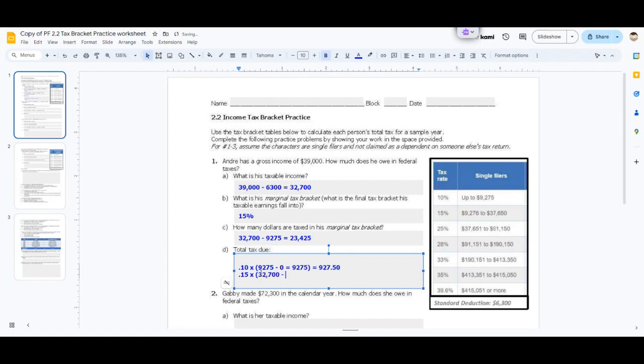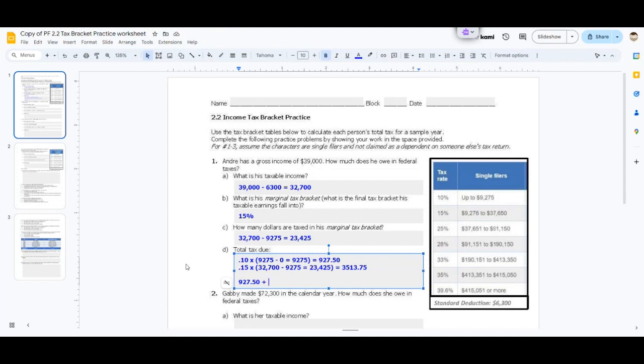32,700 minus 9,275, which we know is 23,425. All right, so 15% of that 23,425 is 3,513.75. And then we'll just add up the two amounts, okay? The dollars that are owed at the 10% rate, and then the dollars that are owed at the 15% rate.